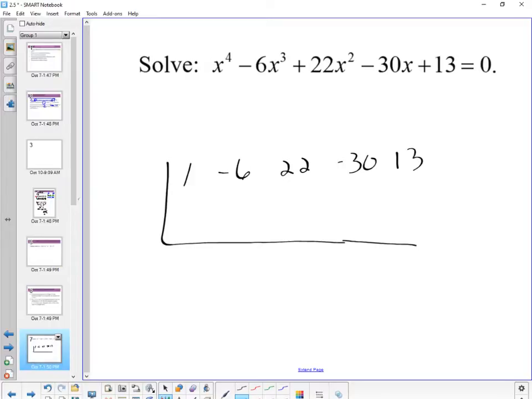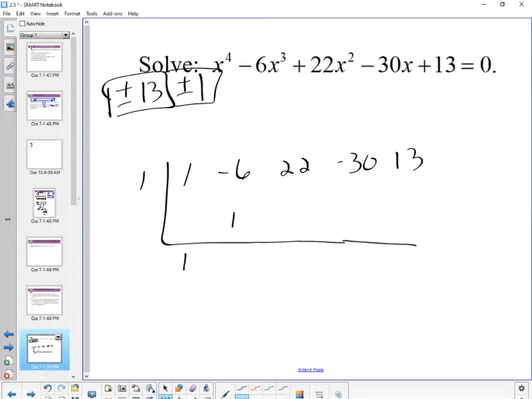So which one do you guys want to try first? There's only 2 options, right? Plus or minus 13? Oh, that's true. And plus or minus 1. Thank you. Good looking out. What do you guys want to try first? 1. I like 1.